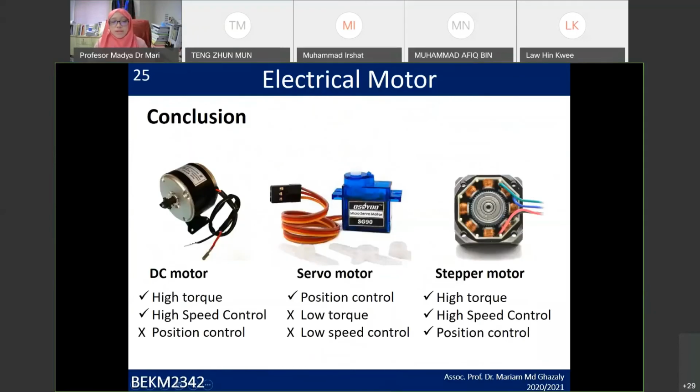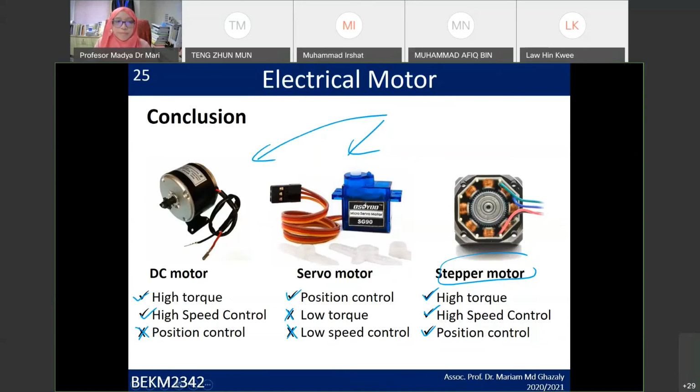So as a conclusion, for the DC motor, it has high torque and high speed control, but it doesn't have position control. For the servo motor, you can actually control the position, but the torque is low and the speed is also low. And for the servo motor, you have all the advantages: high torque, high speed, and position control. So the best is to use the servo motor, but of course sometimes when you do your FYP or IDP project, you are constrained by the budget. Therefore, you sometimes only choose the DC motor.